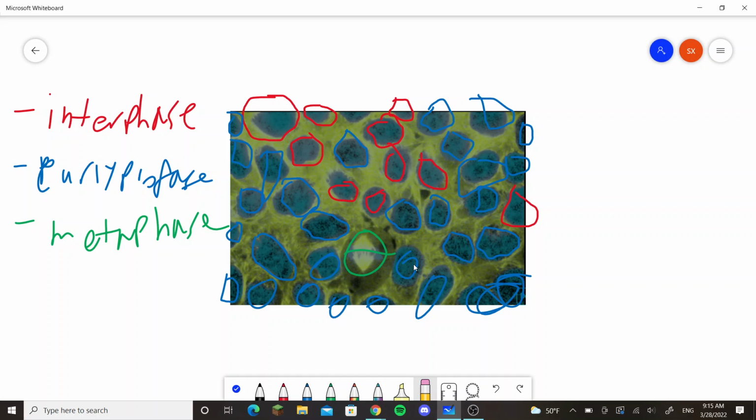That's just one example of identifying the stages of mitosis through a cross-section of a cell.